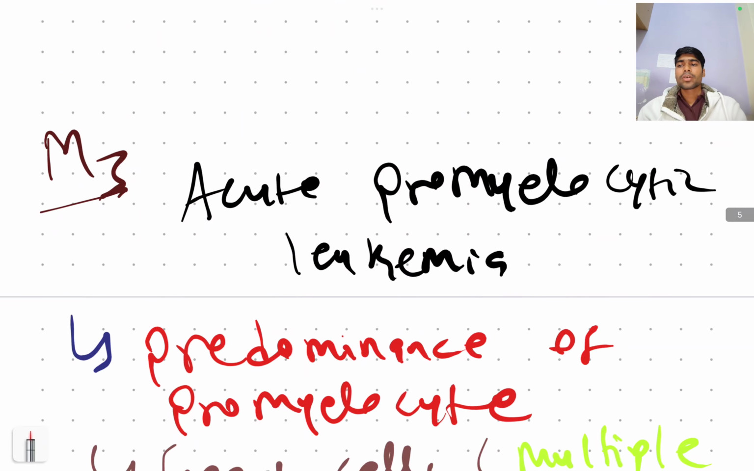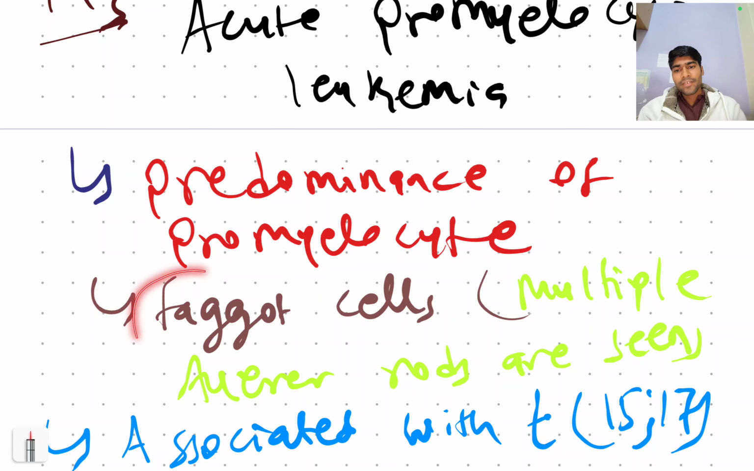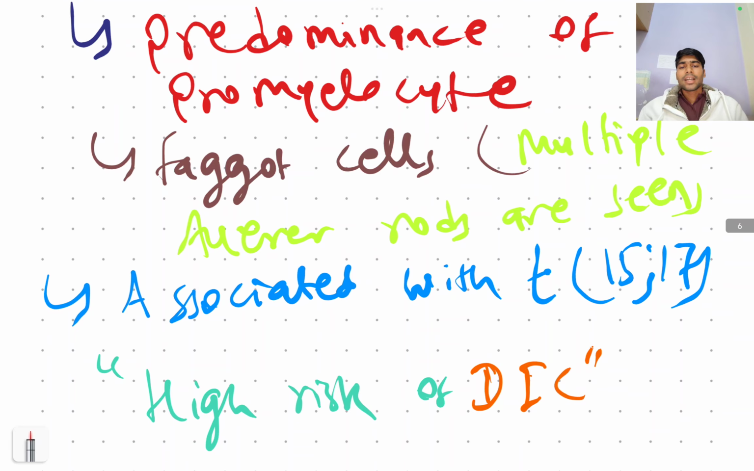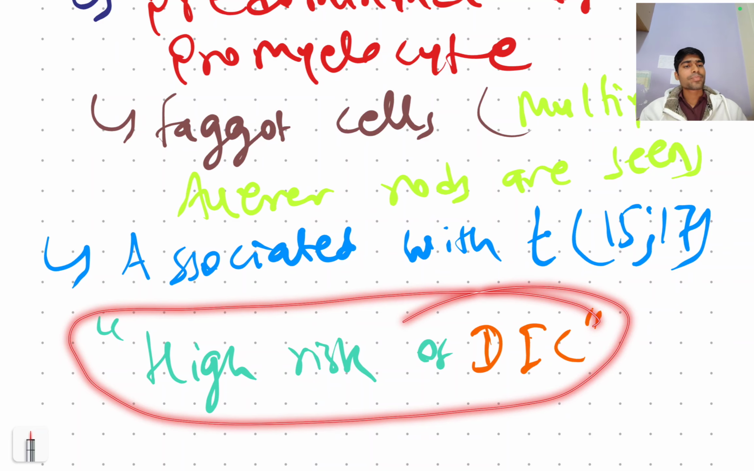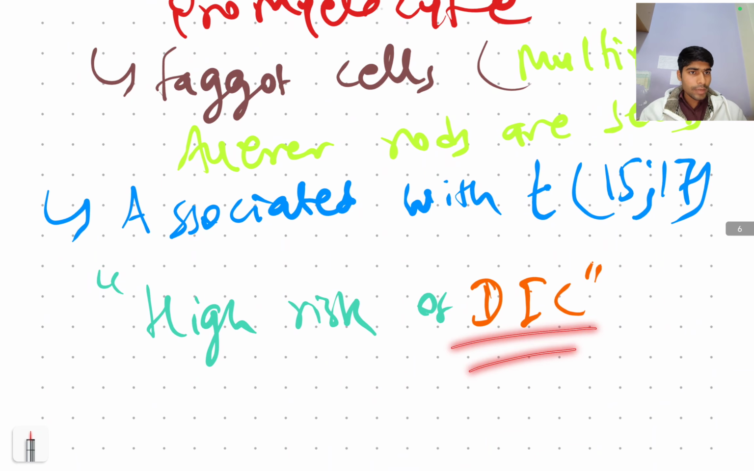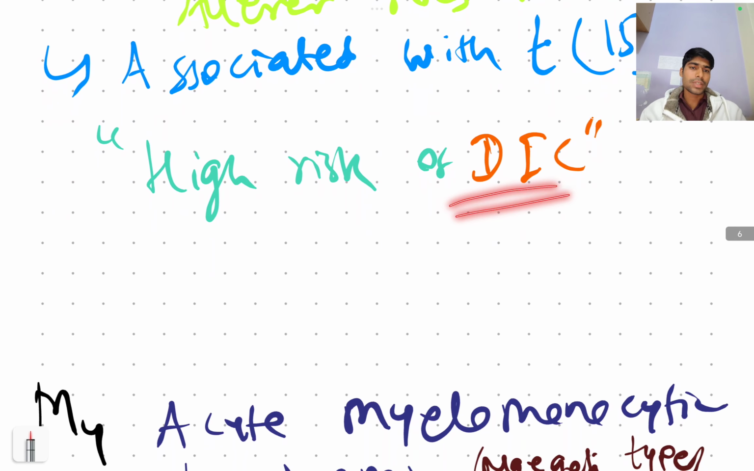Now let's talk about M3, that is acute promyelocytic leukemia. In the name itself it is given promyelocytic, so there is a predominance of promyelocytes. And we can see faggot cells. A faggot cell is nothing but multiple Auer rods seen together. Then the translocation is t(15;17), and there is a high risk of DIC. Most MCQs ask about DIC. They will ask in which type of AML DIC is seen, and you can say M3. This is also one of the questions asked in MCQs.